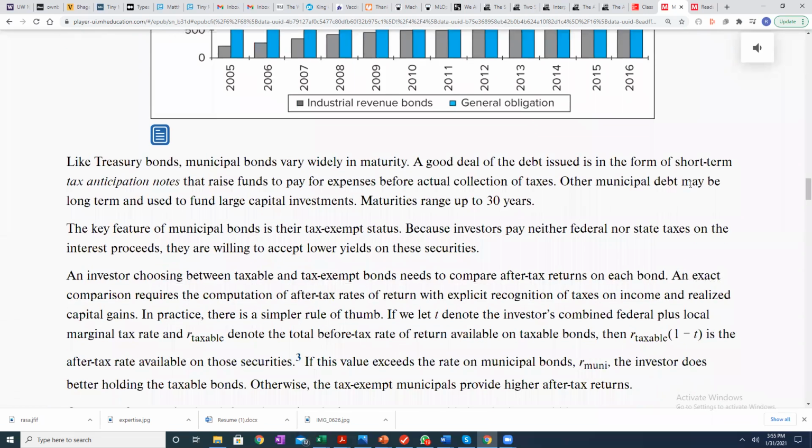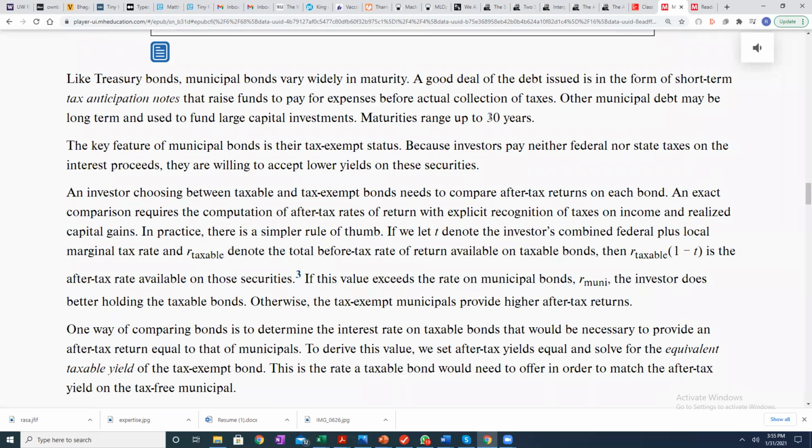revenue bonds. Like Treasury bonds, municipal bonds vary widely in maturity. Other Muni debt may be long-term, with maturities ranging up to 30 years. The key feature of a Muni bond is tax-exempt status.